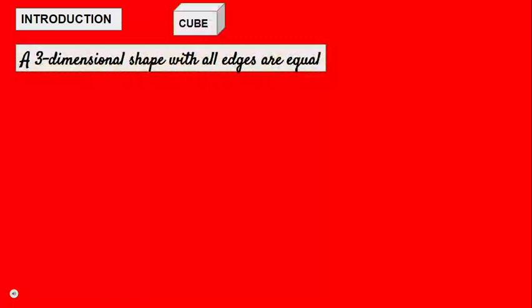Any shape which has three parameters, like length, breadth and height. So that's a 3D shape. And a cube is that three-dimensional shape where all the three parameters are equal in length. That is, length is equal to breadth and breadth is equal to height.